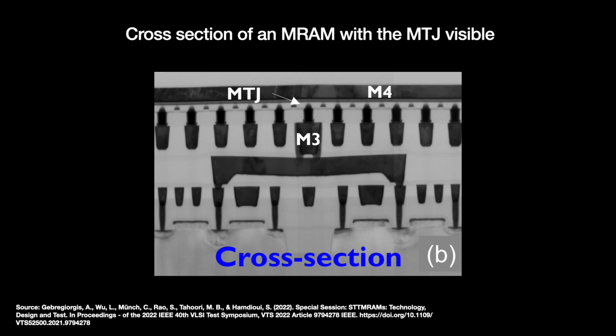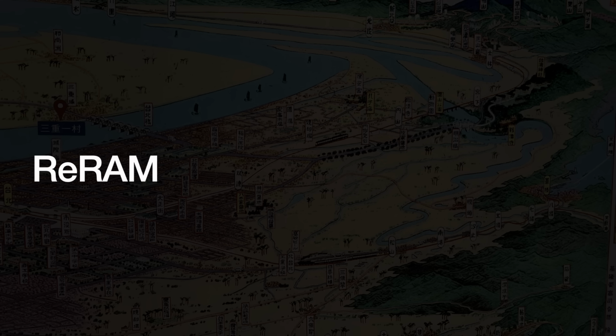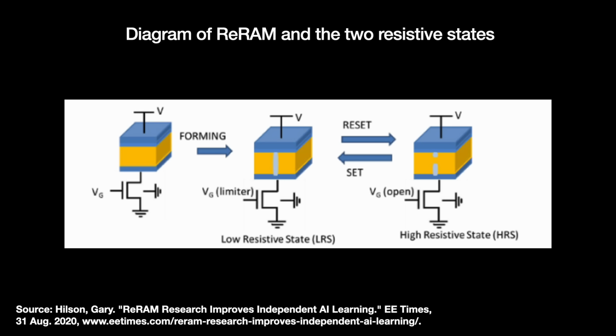The other major eFlash replacement is resistive RAM, or ReRAM, or RRAM. I'm going to say ReRAM. ReRAM is another non-volatile memory that stores a bit using either a high or low resistive state. Yes, so a lot like MRAM. However, the way in which they go about doing that is very different and kind of fun.